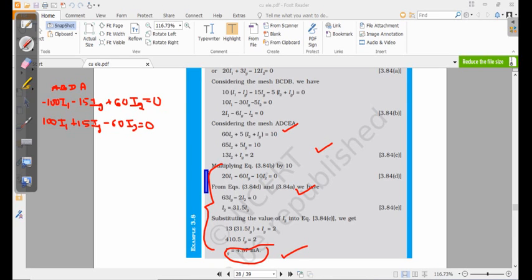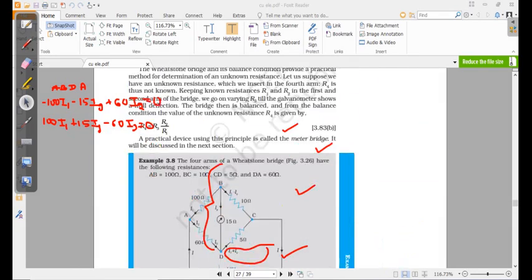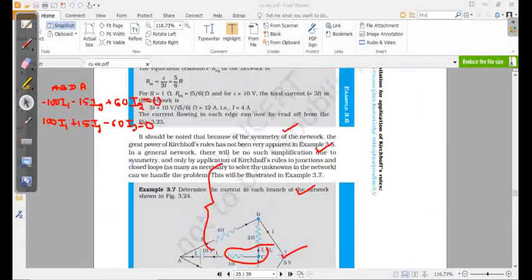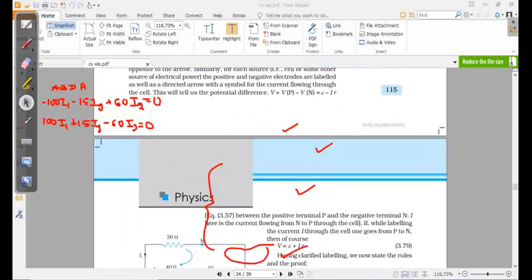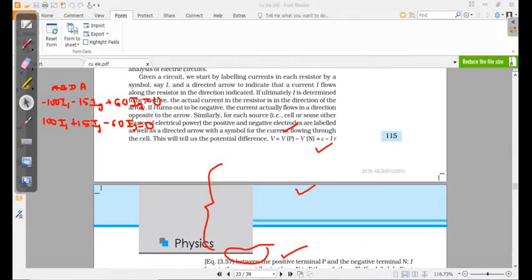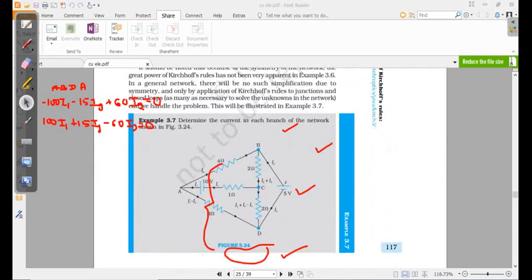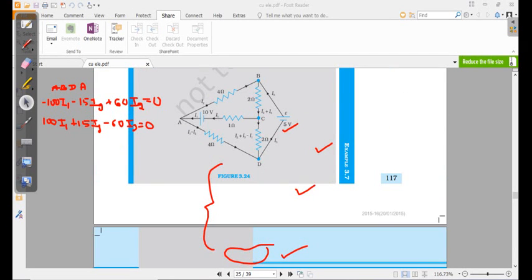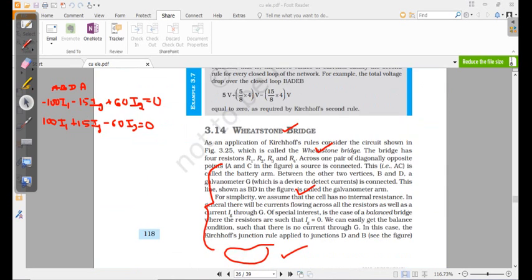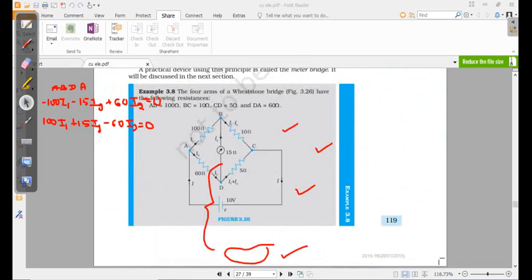It's one example on the idea of the Wheatstone bridge. There are many problems in the textbook. Try to solve this one. If I show you, here there are some problems we are getting. Okay, this is one problem. I think this one we had tried, we have written the loop equation for that. Like that, many problems we have, try to do them.